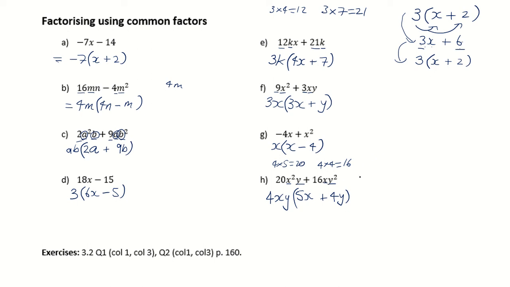It works. So whenever you factorize, you can expand it out just to check. So for argument's sake, if I wanted to check this one, I'll do 3x times 3x, which will give me 9x squared. And then 3x times y will give me 3xy.